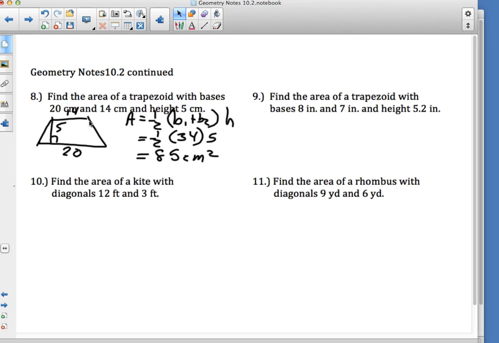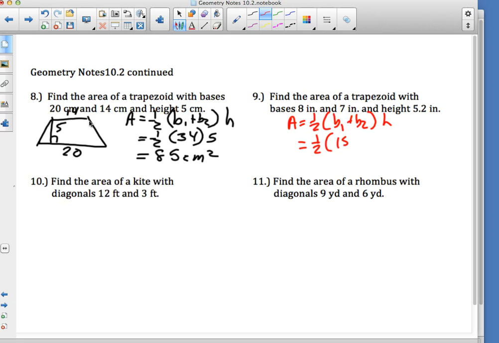Now from here we shouldn't have to recall the picture totally for a trapezoid, but in this case I've got the same thing. I'm using the formula: 1/2 base 1 plus base 2 times height. I've got 1/2 of really 15, because that's what 8 plus 7 is, times 5.2. I believe this comes out to be 39 inches squared.